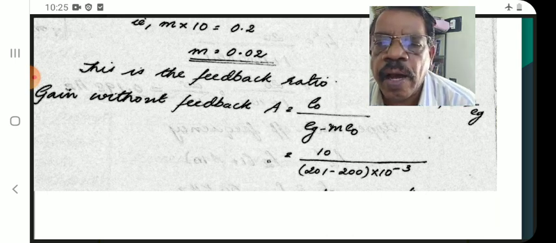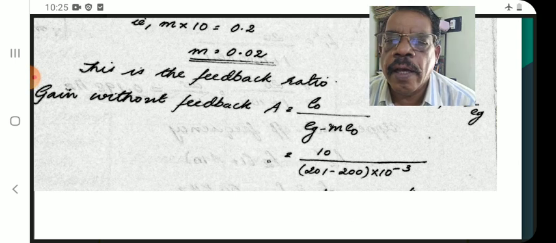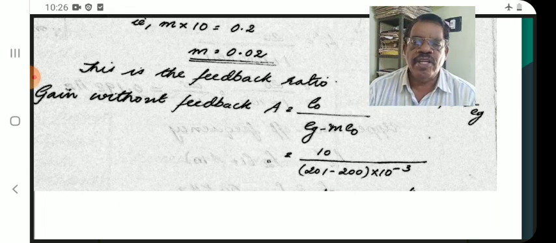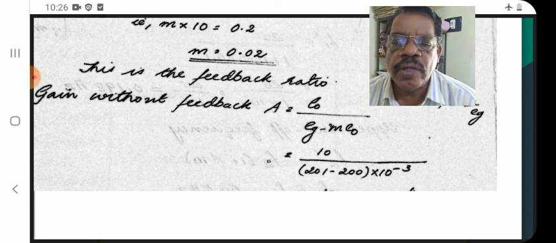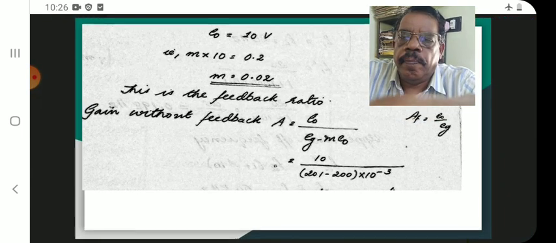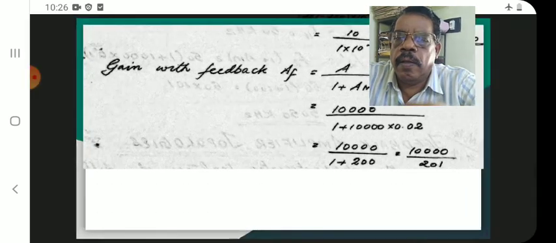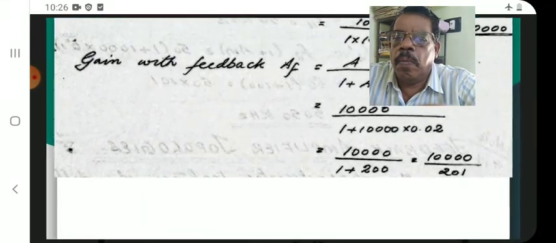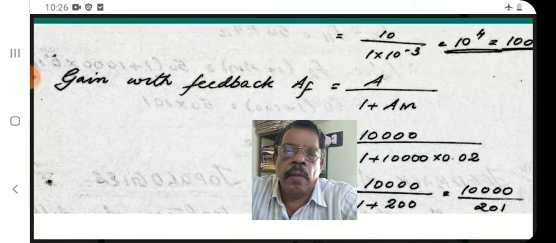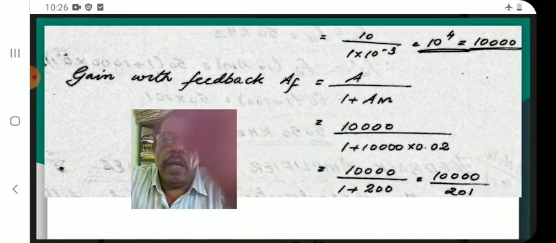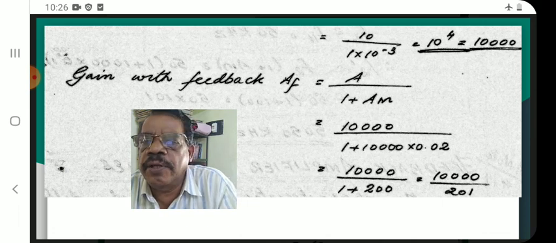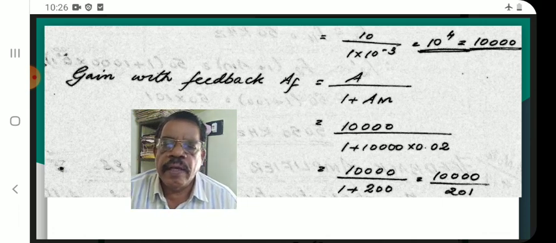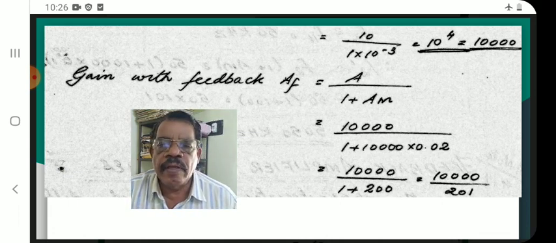Now give the values: 10 by 201 minus M EO, where EG is 201 millivolt and M EO is 200 millivolt. We convert into volt by multiplying by 10 raised to minus 3. So A is equal to 10 by 201 minus 200 into 10 raised to minus 3, that is 10 by 10 into 10 raised to minus 3, 10 raised to plus 4, that is 10,000.